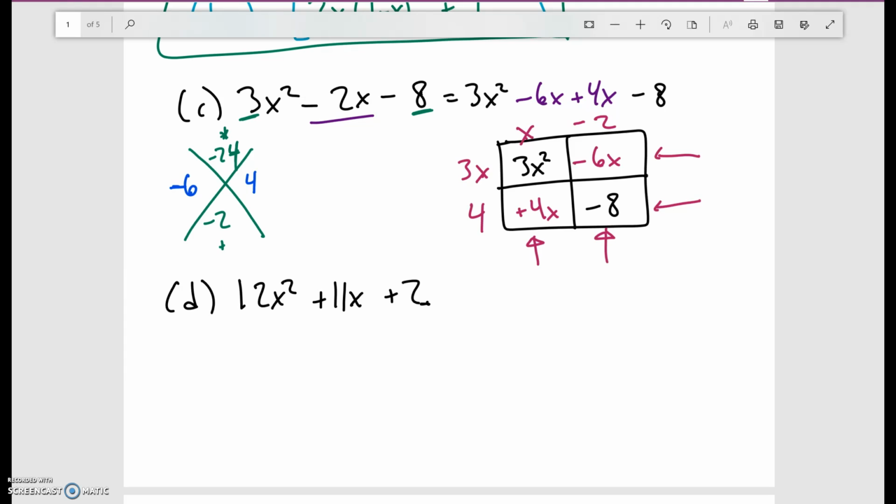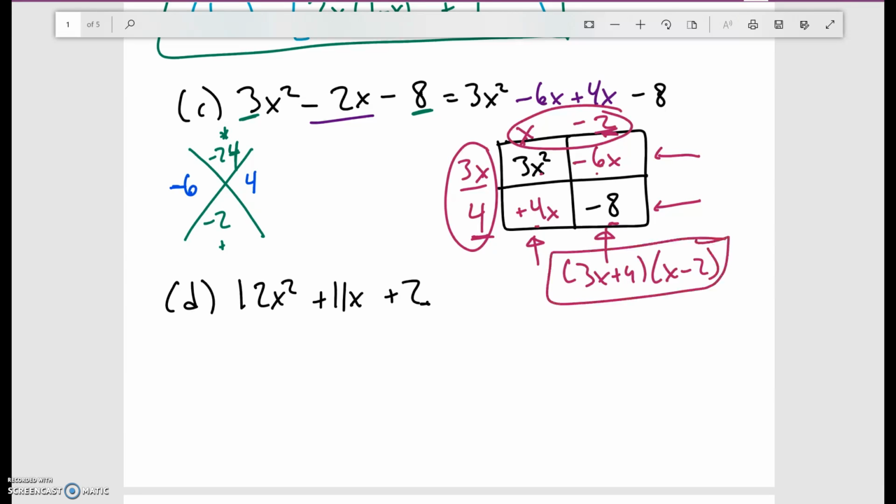So 3x times x gives me 3x squared. 3x times negative 2 gives me negative 6x. 4 times x gives me positive 4x. And 4 times negative 2 gives me negative 8. So the answer will be this part and this part. So it would be 3x plus 4 times x minus 2. That will be my answer. Now, if you don't like the box method, it's okay. You can use any other method that you want.